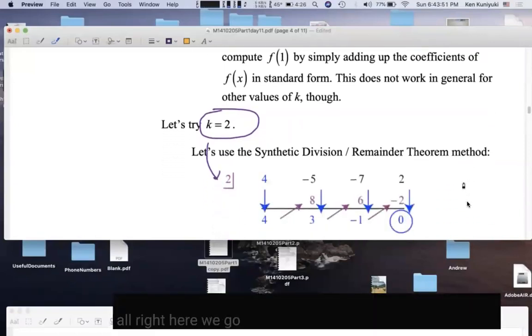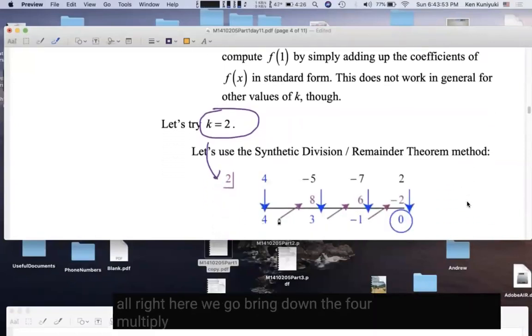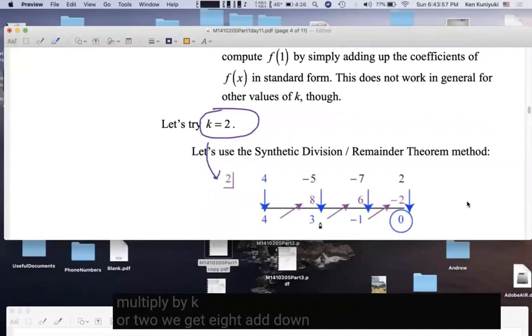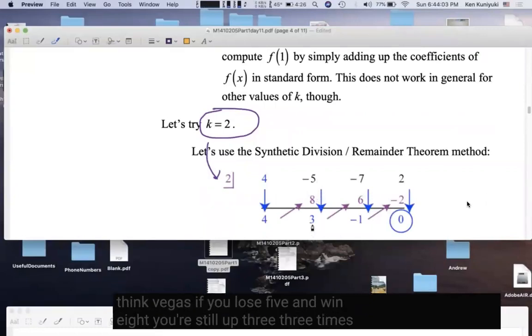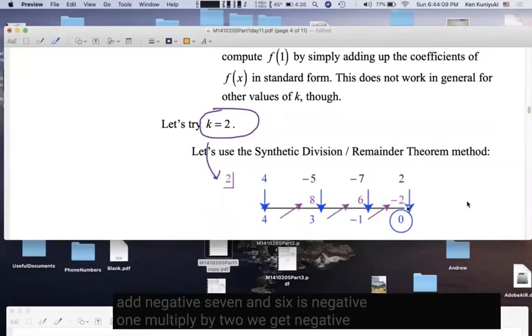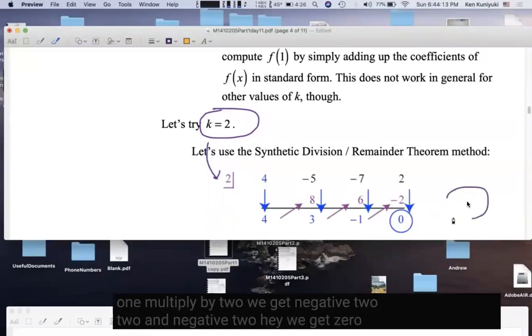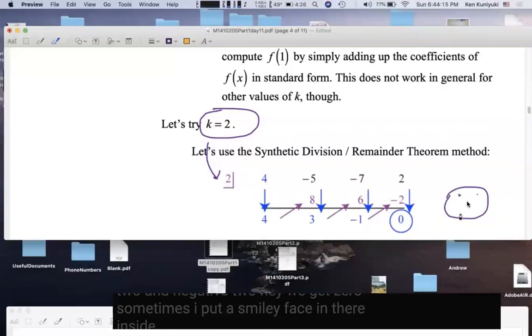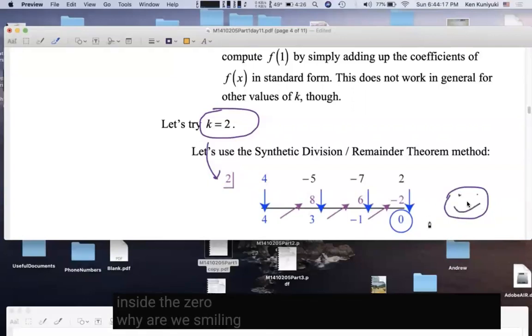All right, here we go. Bring down the 4. Multiply by k, or 2, we get 8. Add down, -5 and 8, we get 3. Think Vegas. If you lose 5 and win 8, you're still up 3. 3 times 2 is 6. Add, -7 and 6 is -1. Multiply by 2, we get -2. 2 and -2, hey, we get 0. Sometimes I put a smiley face in there, inside the 0. Why are we smiling? Because, well, here's why.